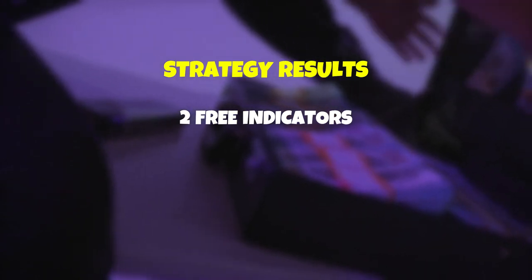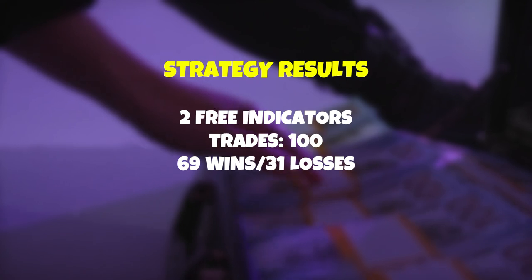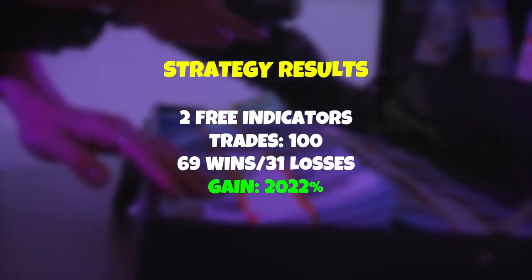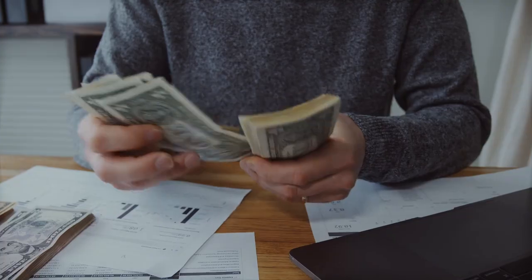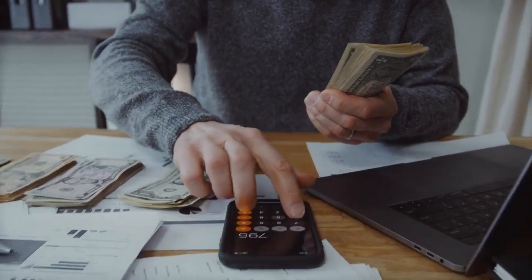And the results for this strategy were pretty amazing with 2 free indicators. Over 100 trades, we had 69 wins and 31 losses, making a gain of 2,022% on the account and a powerful win rate of 69%. I'm very happy to see this, and if you are too, then check out this strategy on TradingView.